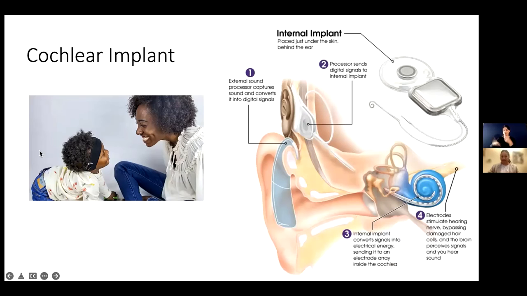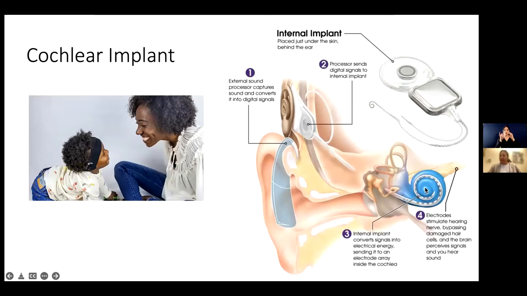A cochlear implant has two parts, the internal processor and the external processor. The external processor is worn behind the ear and kind of looks like a large hearing aid. The internal implant is placed just under the skin, on the side of the head. And this tiny electrode array here is surgically implanted into the inner ear and wrapped around the cochlea there.